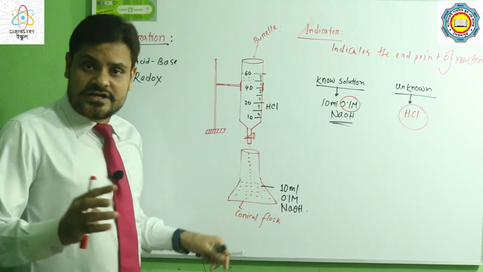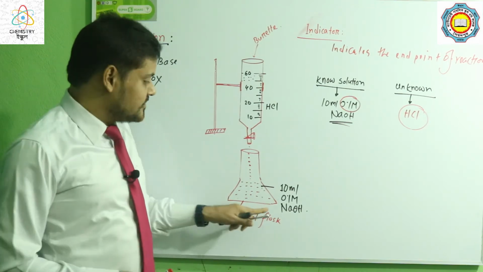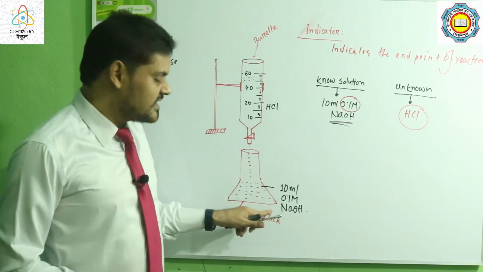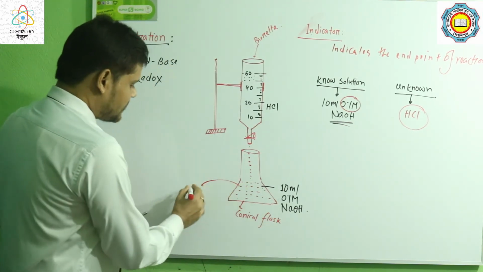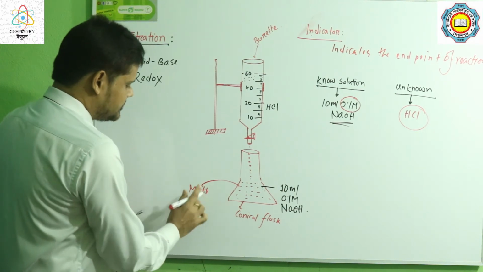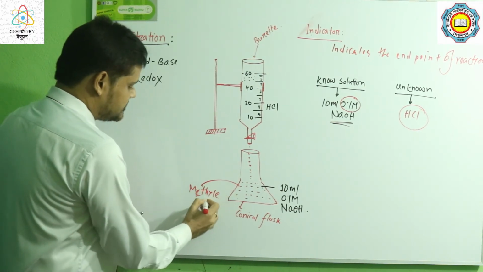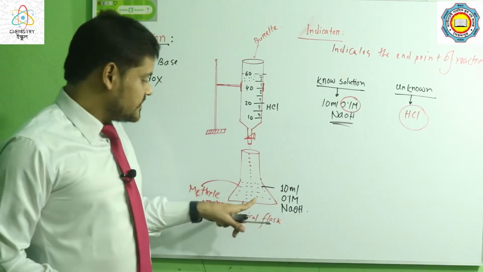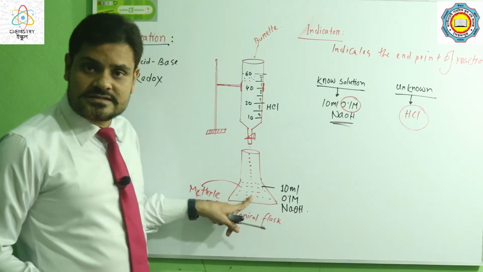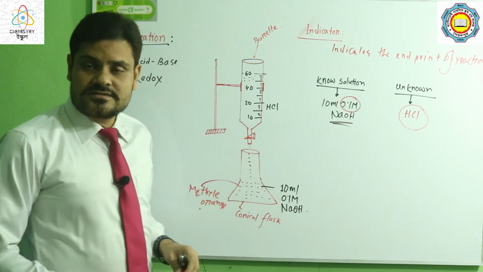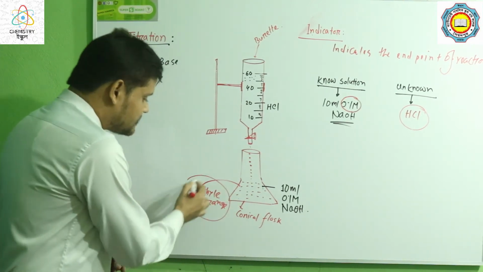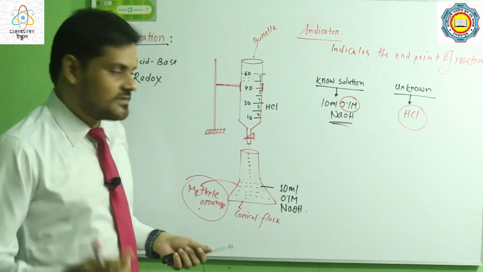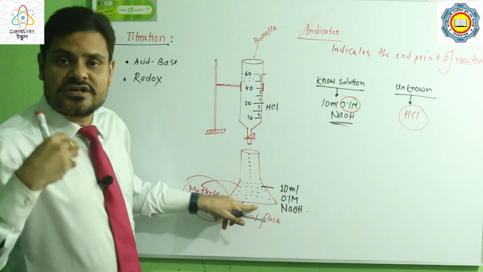The indicators are colorless in basic medium. If we use some drops of methyl orange here, dear learners, this indicator doesn't show any color. But when the solution becomes neutral or acidic, the methyl orange shows its color. Methyl orange shows a violet color at the end of the reaction, in neutral medium.